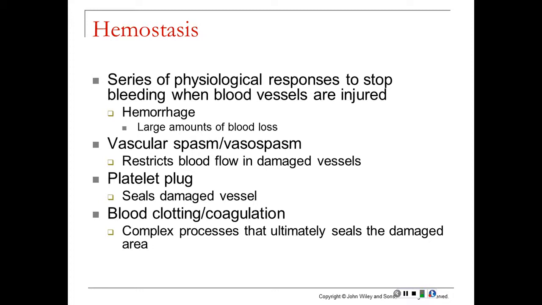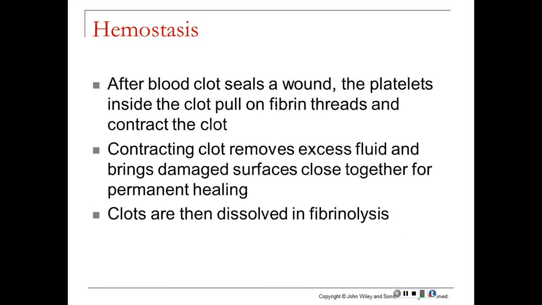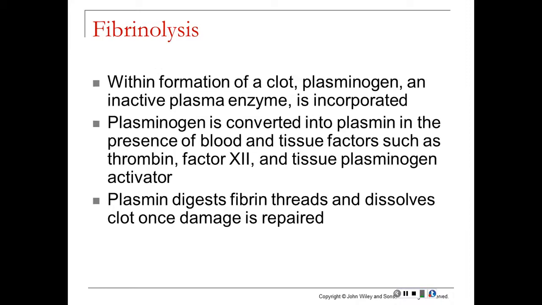This is a highly complex process that ultimately seals the damaged area and allows for complete tissue repair deep to that superficial damage. After the blood clot seals, the platelets inside the clot pull on fibrin threads to contract the clot. Contracting the clot is going to remove excess fluid. It's going to bring the damaged surfaces close together for permanent healing, and then those clots are dissolved from the inside out in a process called fibrinolysis.